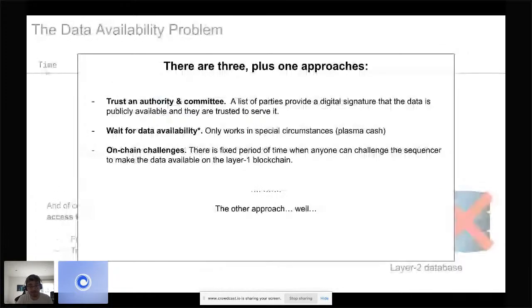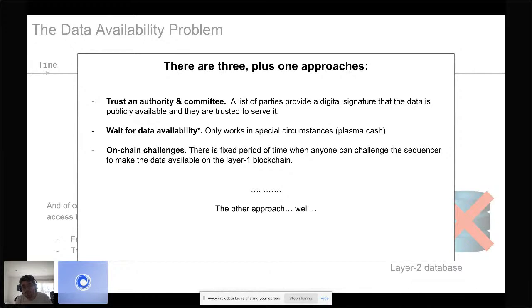Now, there are 3+1 approaches to solving this problem. The first is that we can trust an authority or committee to provide this data. For every new checkpoint, there'll be a committee who will provide a digital signature and say, yep, I received the data and I promise to serve it to users when it's requested. So I'll say the StarkWare Validium approach: we trust a committee for this.